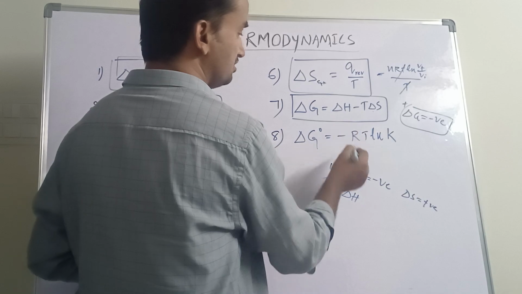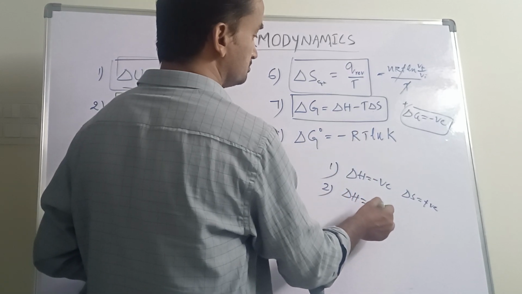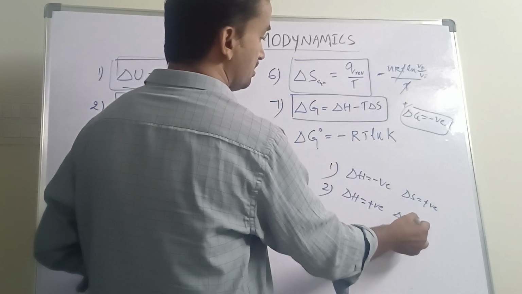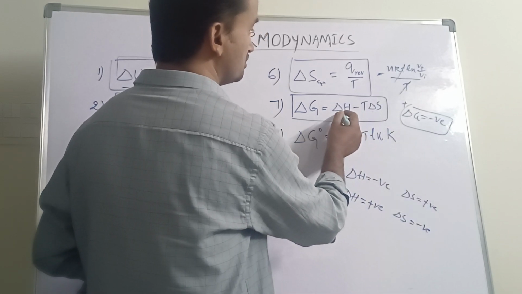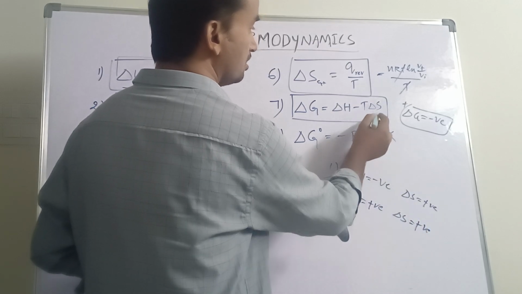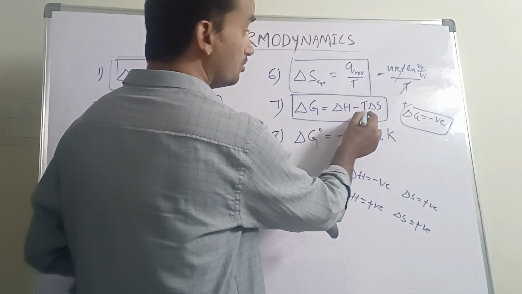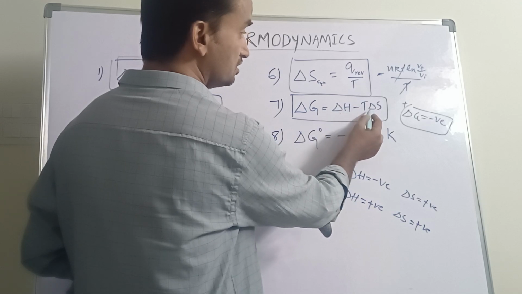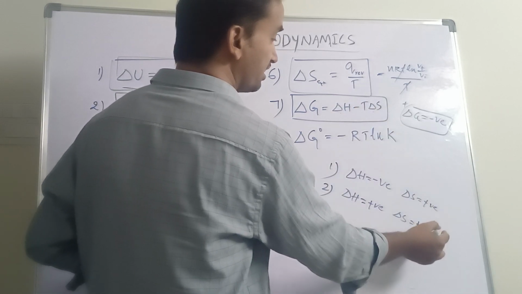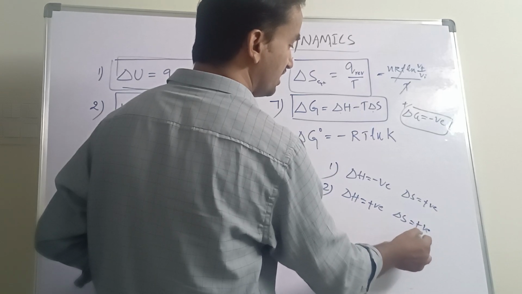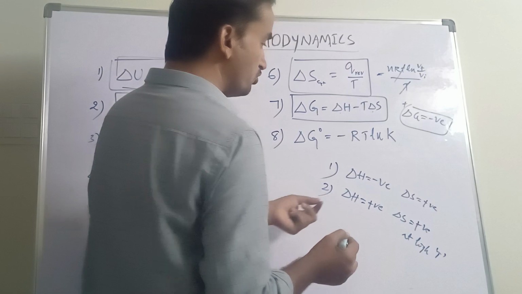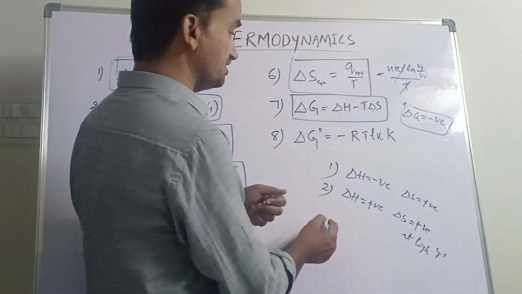delta H is here positive, delta S say negative. Sorry, this is also positive, this is also positive. Now you see here, this is positive, here positive to negative, negative. But temperature should be high. That means it is possible only at high temperature conditions. So if both are positive, at high temperature conditions.